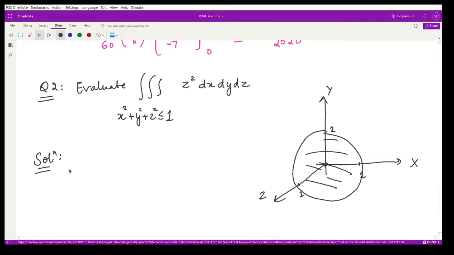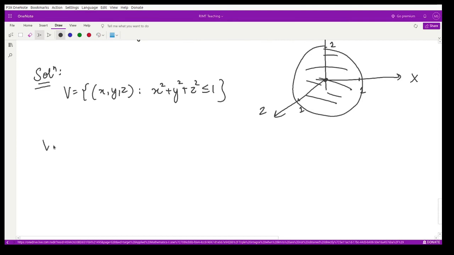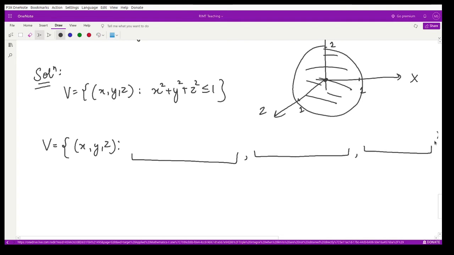So our region is simply defined by all the points x, y, z such that these points lie between these limits: x square plus y square plus z square less than or equal to 1. Now we can define the limits individually. So individually your limits become all those points x, y, z such that here we have to write 3 limits. One is for z, one is for y, and one is for x, right? So we'll start with the variable limit.